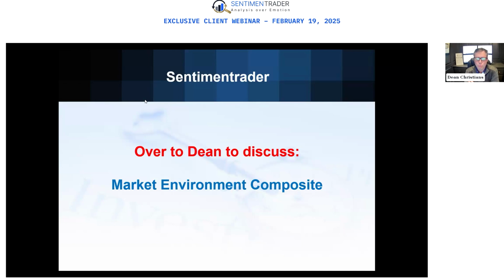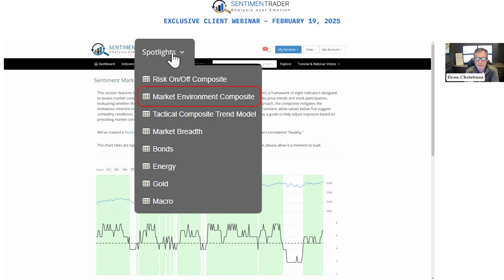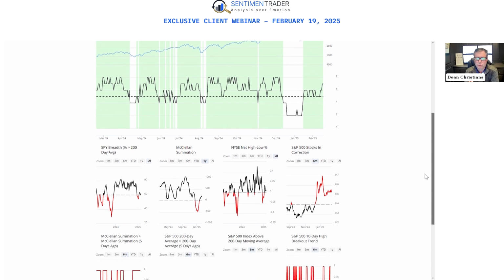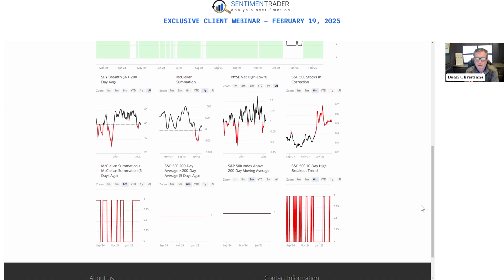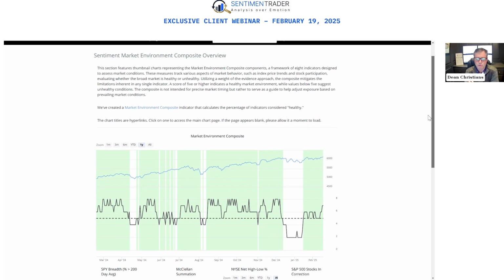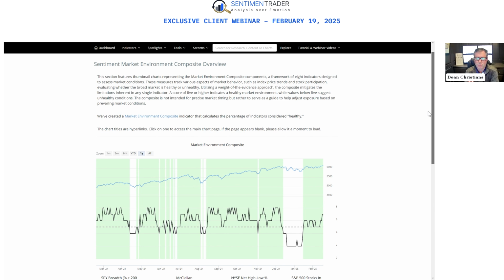So similar to what we did with the risk on, risk off indicator, if you go under spotlights, you'll see the market environment composite. If you click on that, then you'll go in, you can see the chart with the S&P 500 and then the individual components in that composite. So another sort of market, what we call overlay type of indicator that you can utilize just to have a general understanding of the environment, just like with the risk on, risk off indicator.